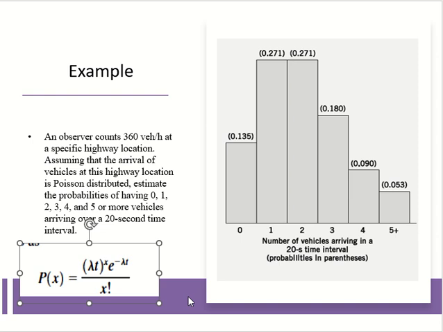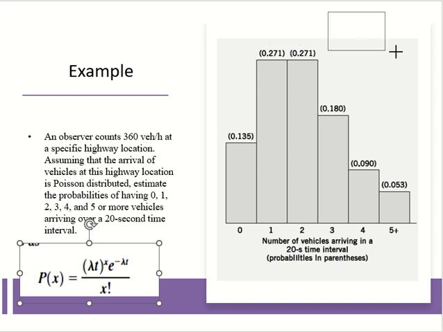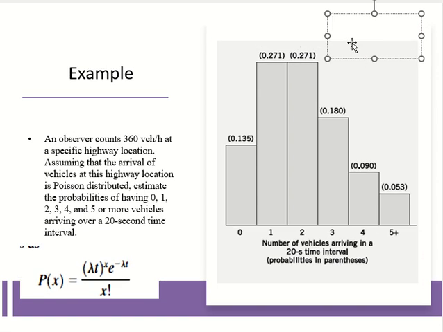Lambda was total volume upon total time. Look at the question. Where did they give me total volume? 360. So total volume is 360 and total time is 1 hour. So should I do 360 upon 1? Then what?